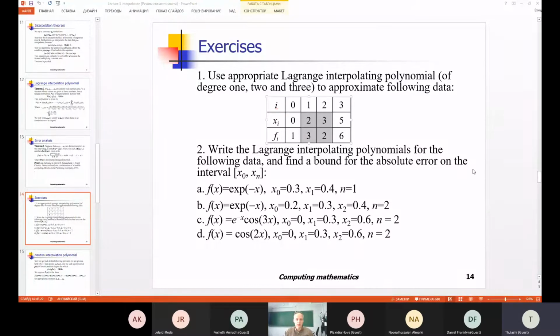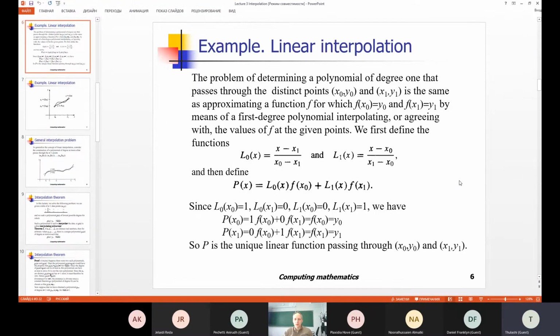Okay, let's continue our lesson. In the first half of the lesson we considered the simplest problem, linear interpolation. So how to find an equation of a line, how to find a polynomial of the first degree that passes through two given points, x0, y0, and x1, y1.